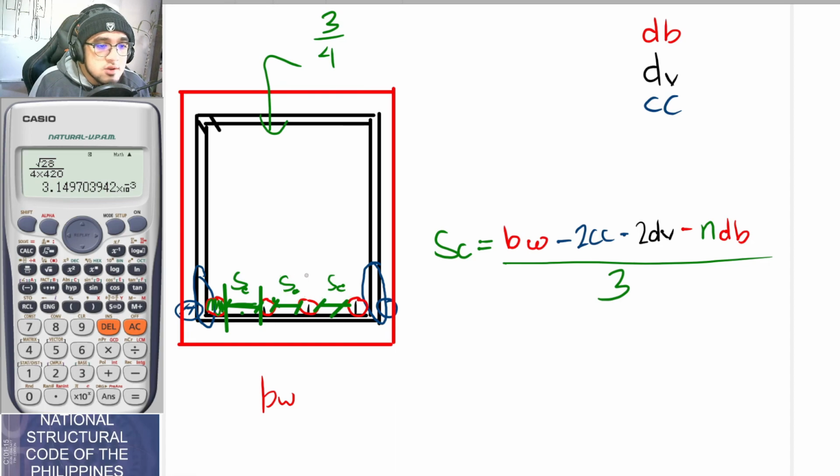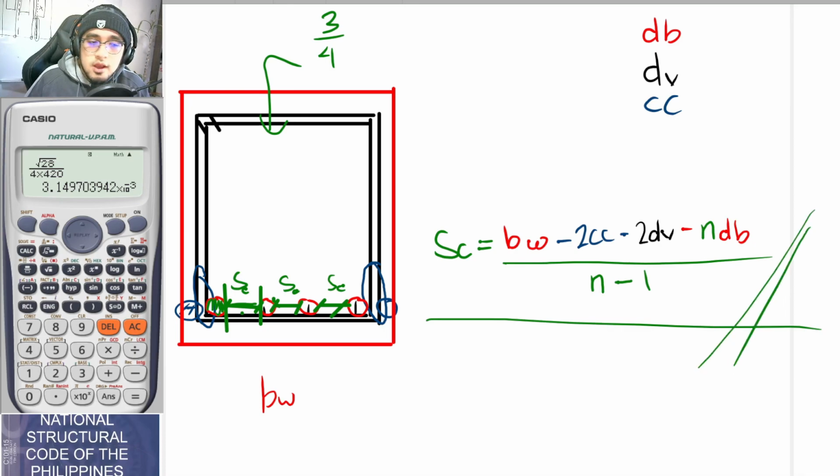And the divisor here is to be equal to N minus 1 since we have 4 rebars. 1, 2, 3, 4. So 4 minus 1, that is to be equal to 3. So it is better if we will be changing this to N minus 1. So this is to be our equation for our spacing. It will be dependent upon, of course, the concrete cover, the diameter of the shear reinforcement, the diameter of your rebars, and the number of rebars in one layer. Okay, so that is for the spacing.